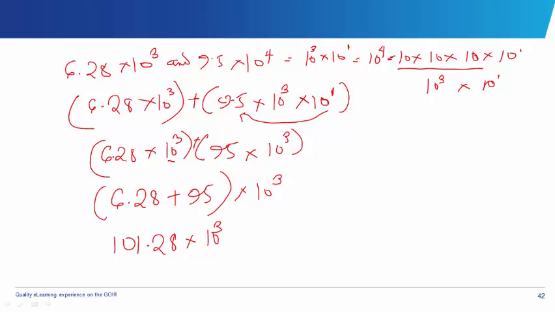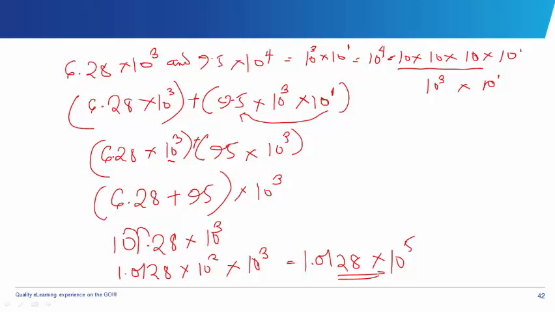This should have been our final answer, but this is not in standard form. Don't forget, standard form is supposed to be units, so this can still go 2 places backward. So when you take it 2 places backward, it now becomes 1.0128 times 10 raised to the power 2, then times 10 raised to the power 3. Now these two are multiplying, we'll simply add, which will give us 1.0128 times 10 raised to the power 5. So this is our final answer.